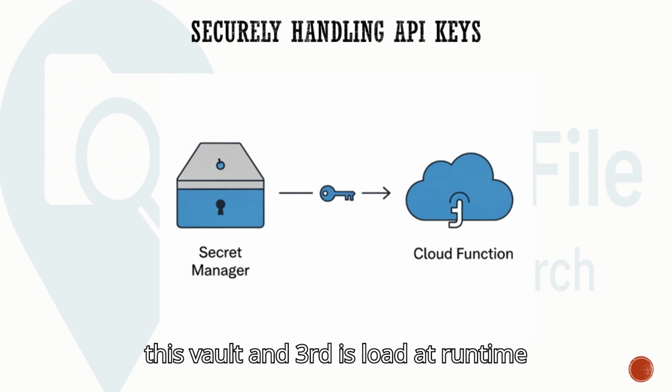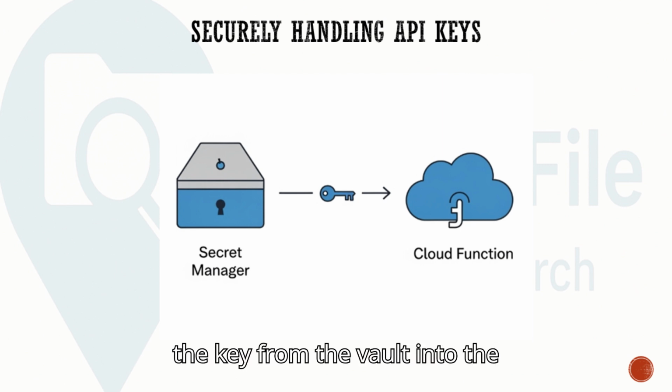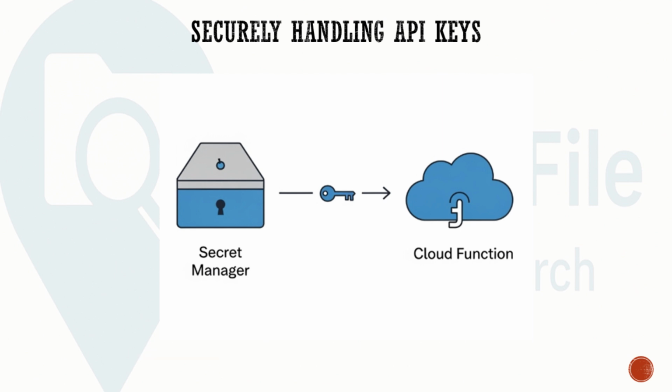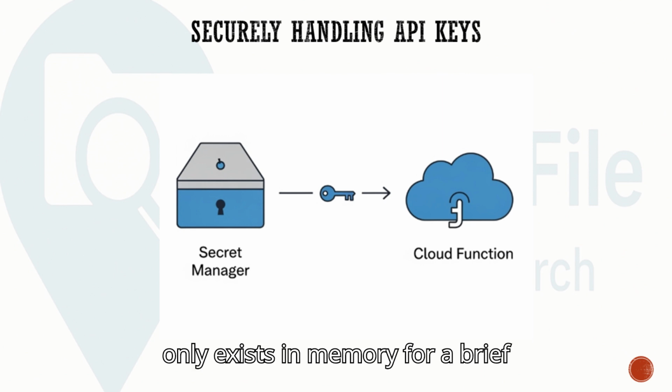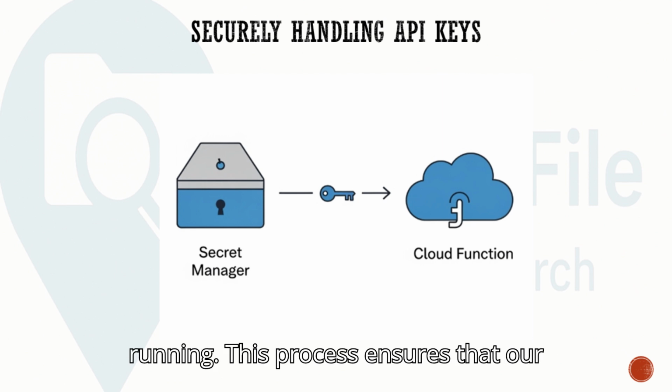And third is load at runtime. When the function runs, it securely reads the key from the vault into the environment variable, which is process.env.RAZORPAY_KEY_SECRET. The key only exists in memory for a brief moment, for as long as the function is running.